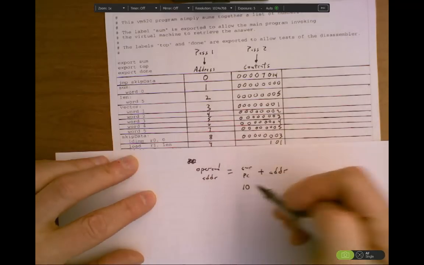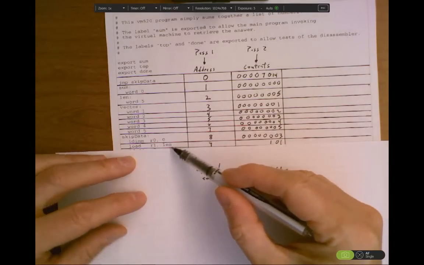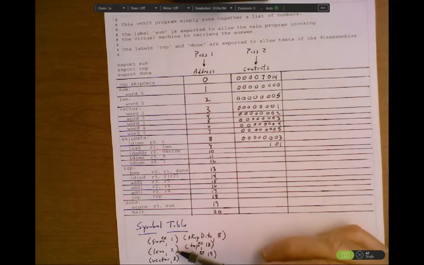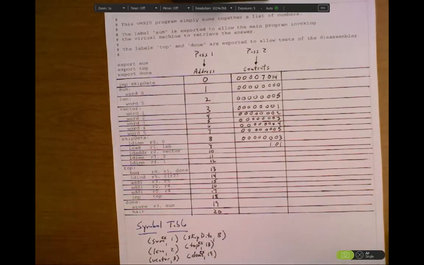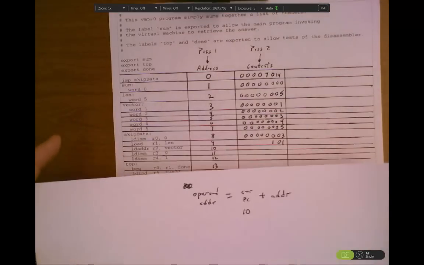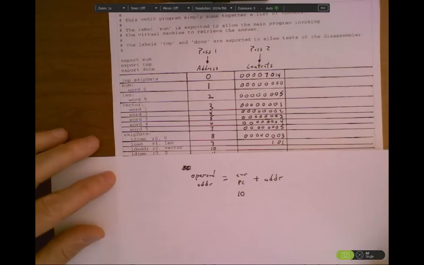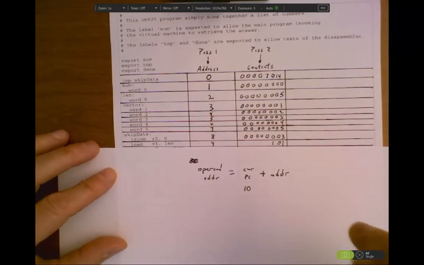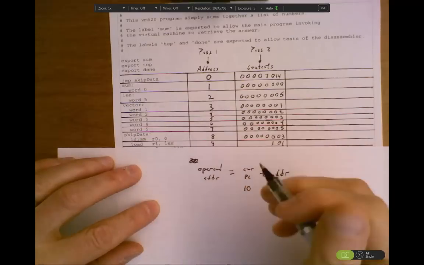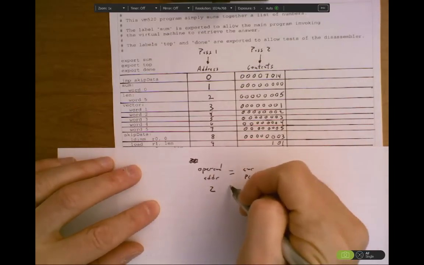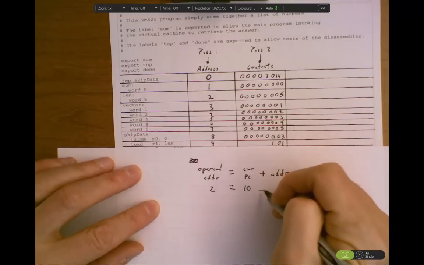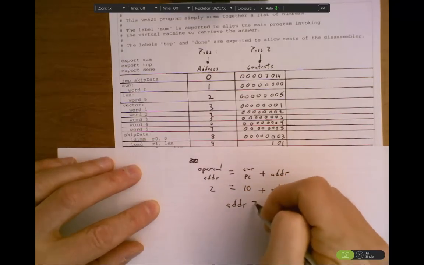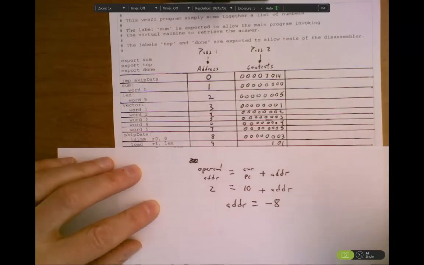So we know the current PC is 10. What's the address of length? Now we have to consult the symbol table. Symbol table tells me the address of length is 2. So what I'm trying to compute here is an operand address of 2. So in fact I need to have -8 in the address field.